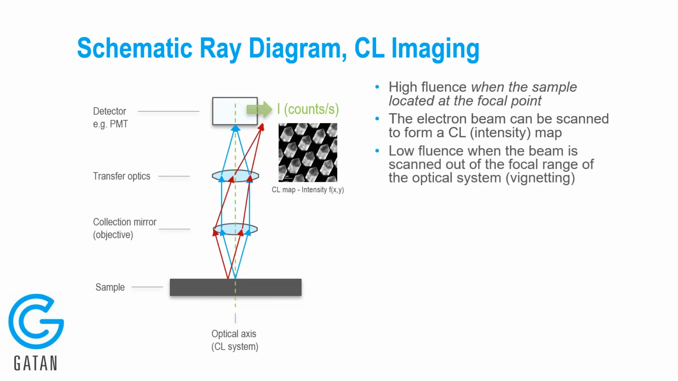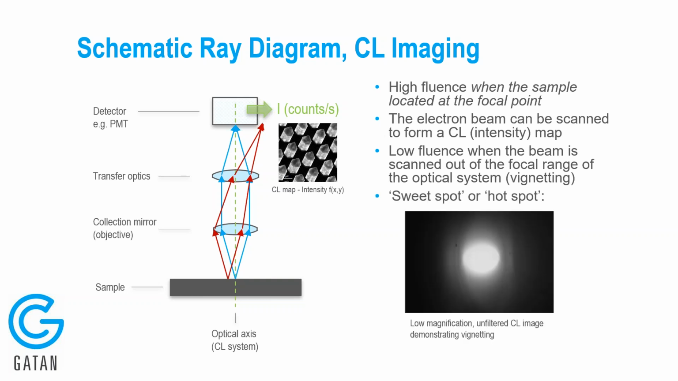However, as you scan the electron beam away from the center of your optical system, you end up with photons being emitted from your specimen which no longer arrive at your detector efficiently. This is an effect known in optical systems as vignetting. Many of you who will have used mirror-based CL detectors previously will be aware of this in terms of the sweet spot or the hot spot. So there is a certain focal range over which light is collected very efficiently in these systems. Outside of that, the photons that are emitted from the sample are readily lost, and the intensity in an image drops down dramatically.